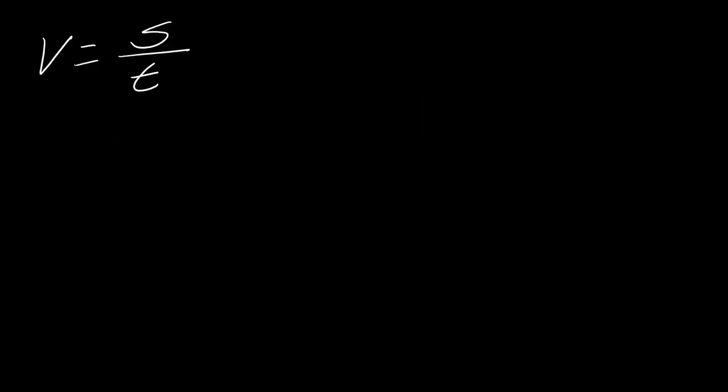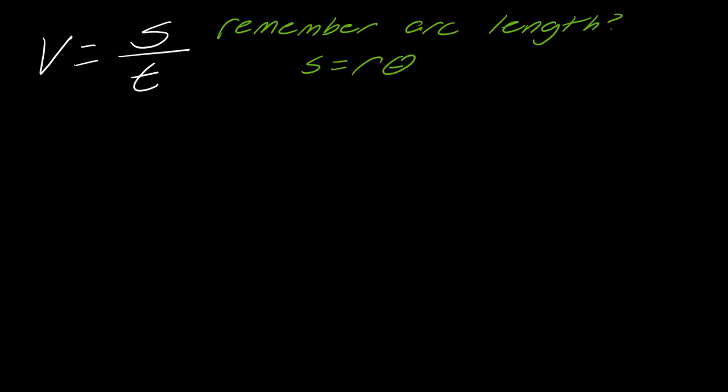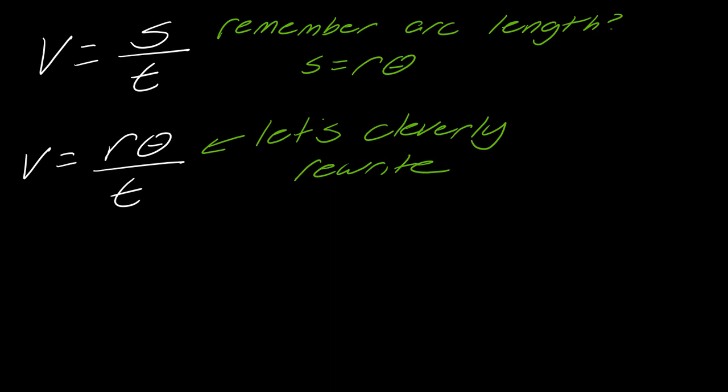We can connect these two formulas. We have v equals s over t. Remember, s stands for arc length, and arc length was r times theta. If I make that substitution, I get v equals r theta over t. I can be a little clever and rewrite this as r times theta over t, just breaking up the fraction like that.